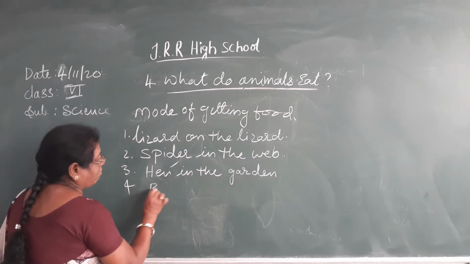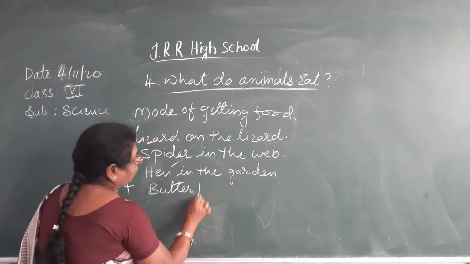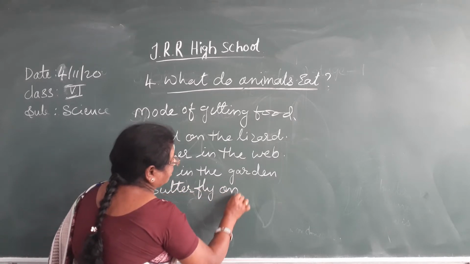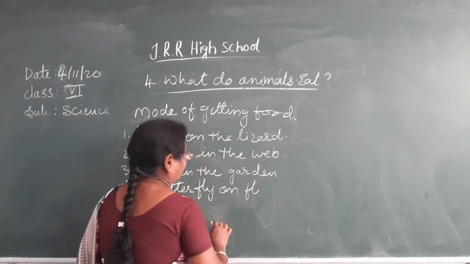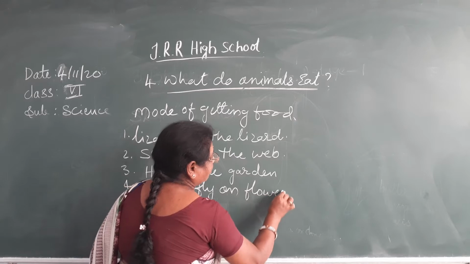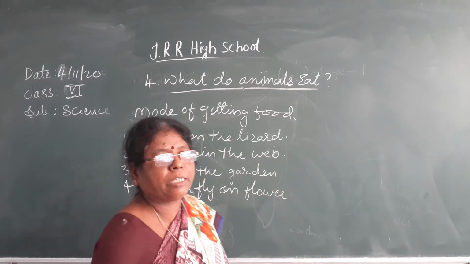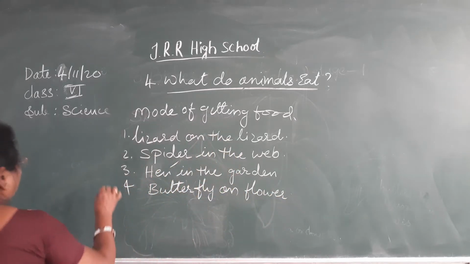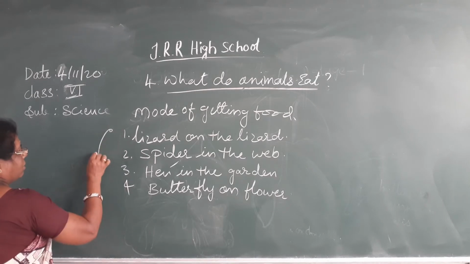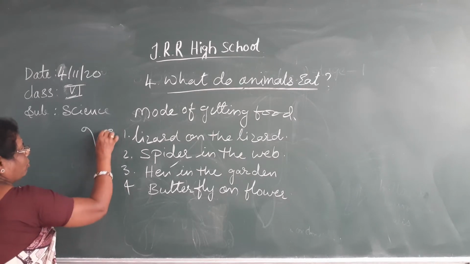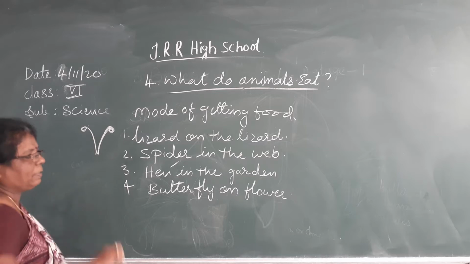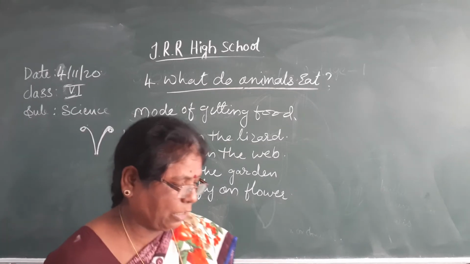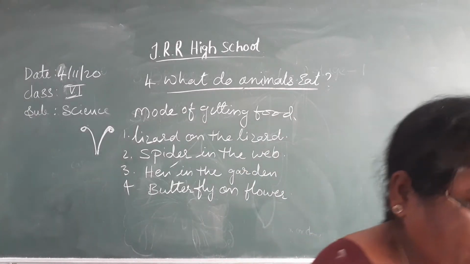Butterfly on a flower. The butterfly has a long proboscis. It sends the proboscis into the flower to suck the nectar from the flower. Understood? So these are the different modes of how they find food.